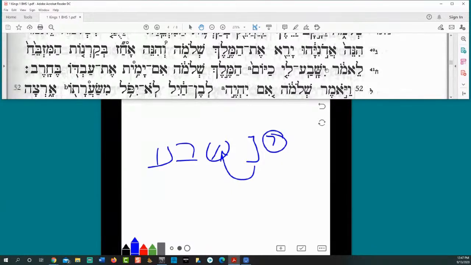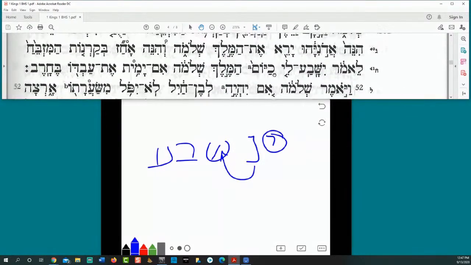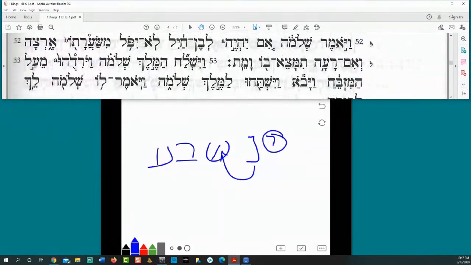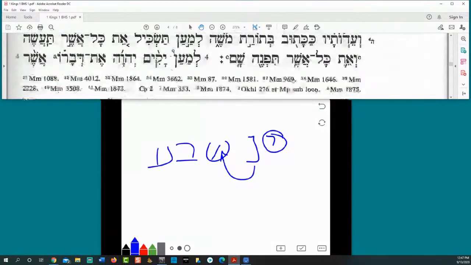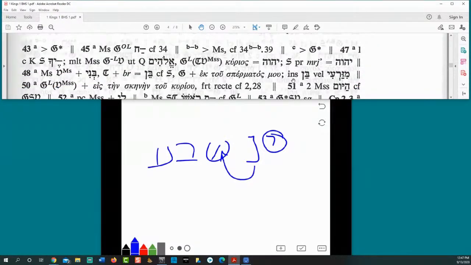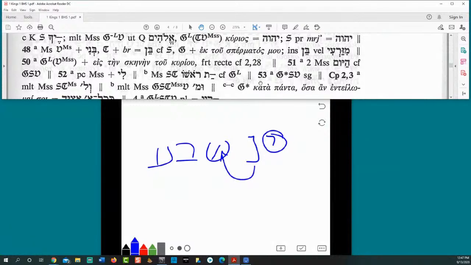Who's the subject of the jussive form here? The king Solomon. I'll bet there is a note here that does something with this. Let's just go. What is this? 51. 51A. Where are you? 51. Yeah. So two manuscripts have Hayom instead of Chayom. So this would make more sense.